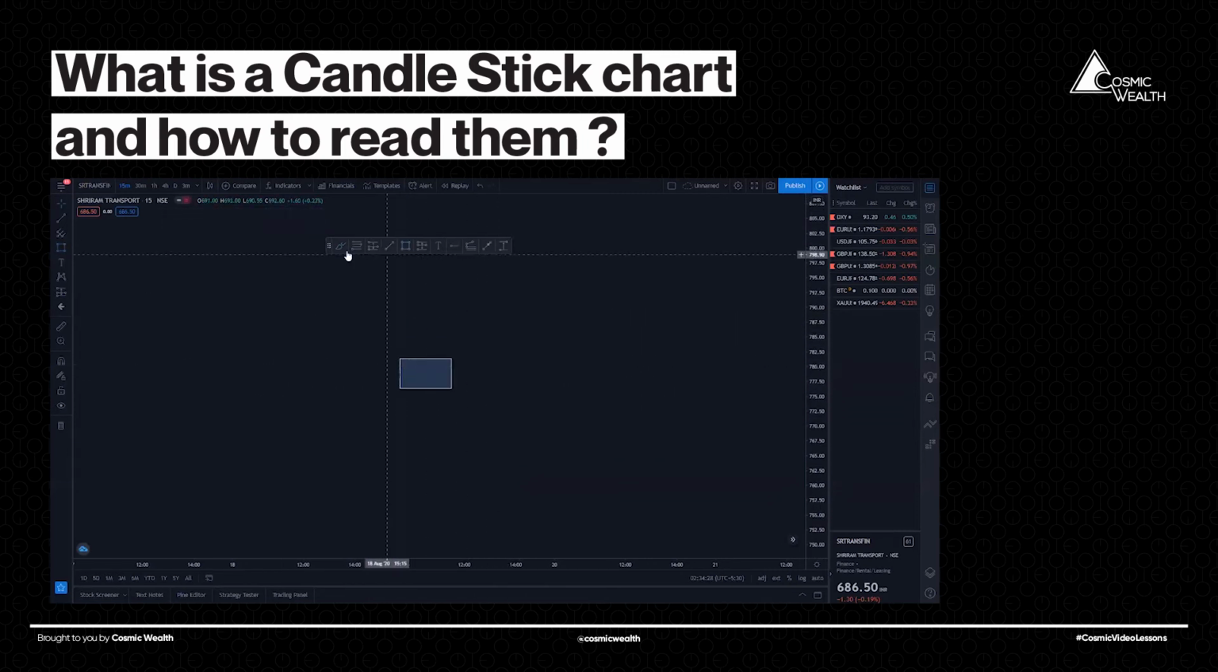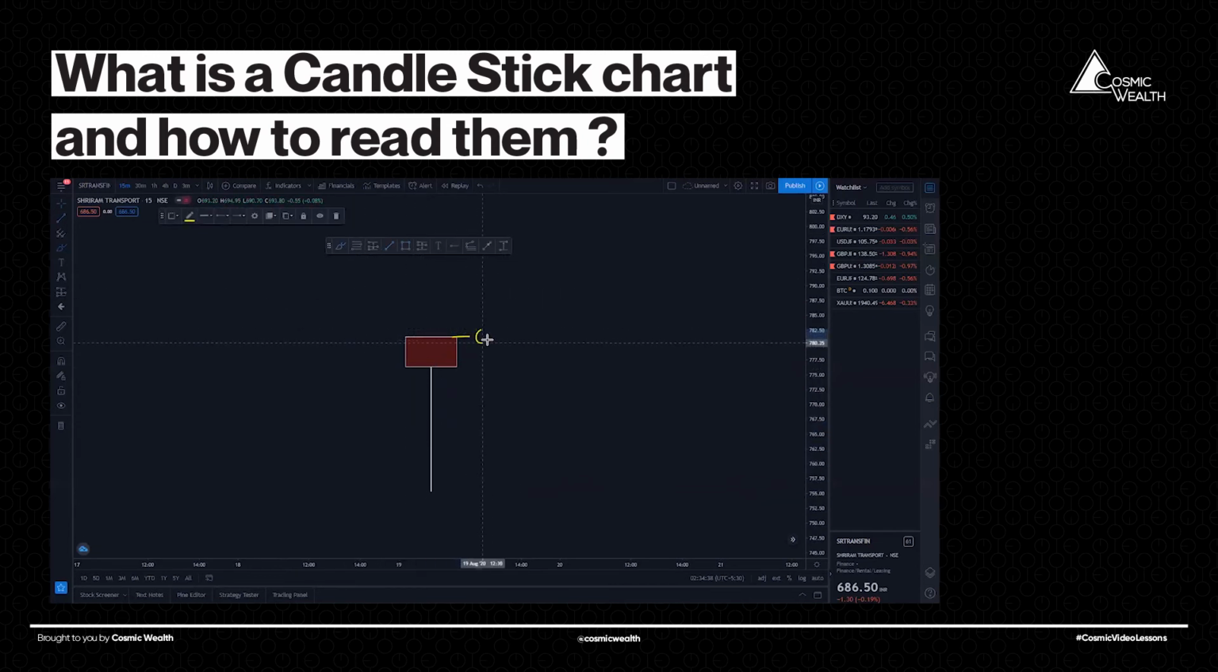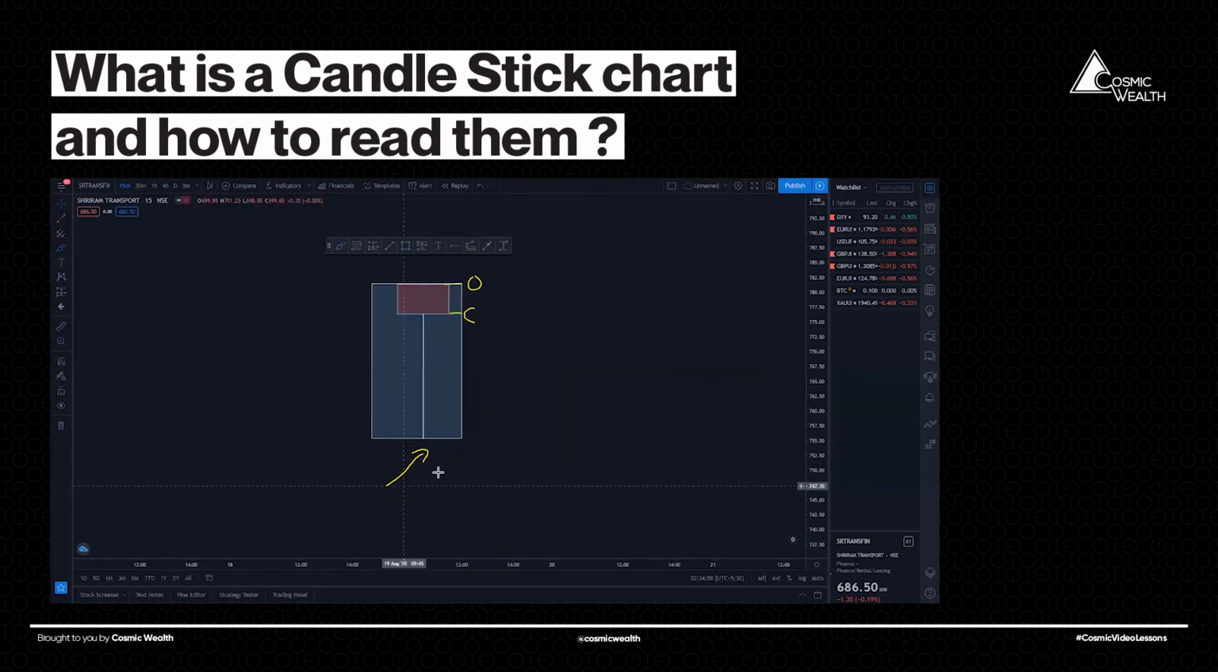Okay. Now let's take another example. Imagine you see a candle like this. It's red color. It has a long wick like this. So you know that this is the open price. This is the closing price. But who is dominating here? Let me show you. This candle opened here. Initially, sellers pushed it all the way down till here. Who is entering here, guys? Buyers. They start pushing it all the way up till here.